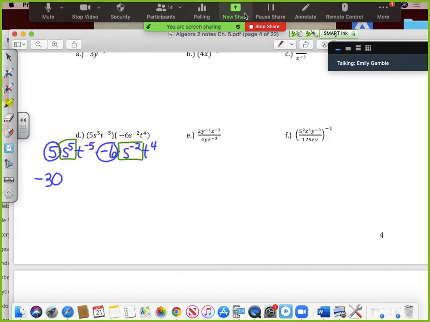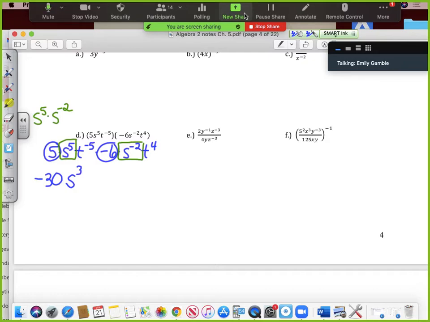S to the fifth, I know it's not right next to it, but s to the fifth is being multiplied by s to the negative 2. When you have the same exact base numbers, you add the exponents to combine them all together into one. So s to the fifth power and s to the negative 2 power can be combined by doing 5 plus negative 2. I know that's a little bit weird, but 5 plus negative 2 is 3. So this can simplify to be s to the third power altogether.